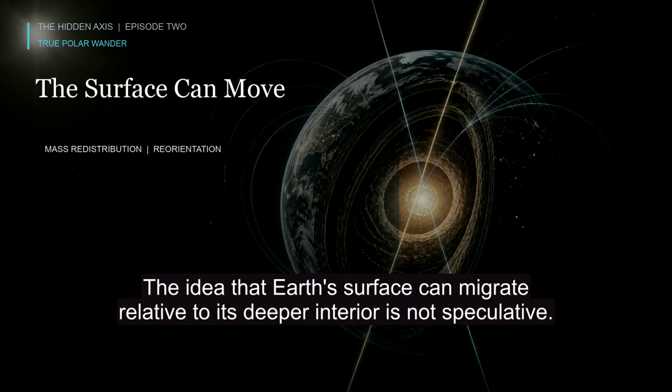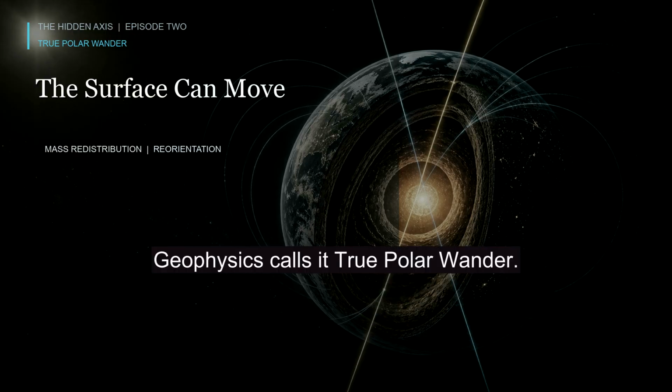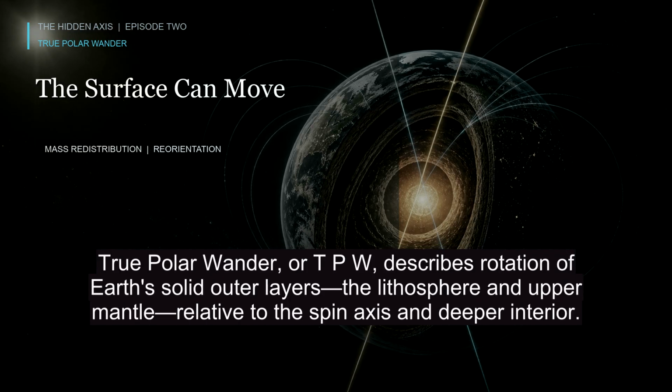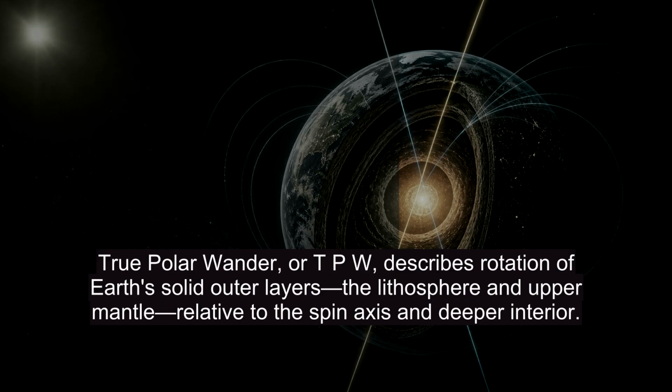The idea that Earth's surface can migrate relative to its deeper interior is not speculative. Geophysics calls it true polar wander. True polar wander, or TPW, describes rotation of Earth's solid outer layers, the lithosphere and upper mantle, relative to the spin axis and deeper interior.